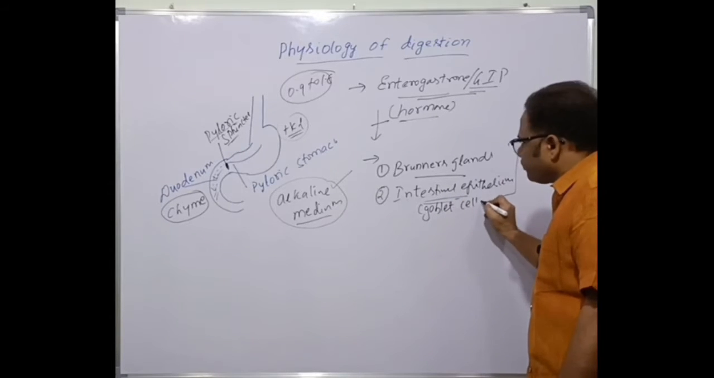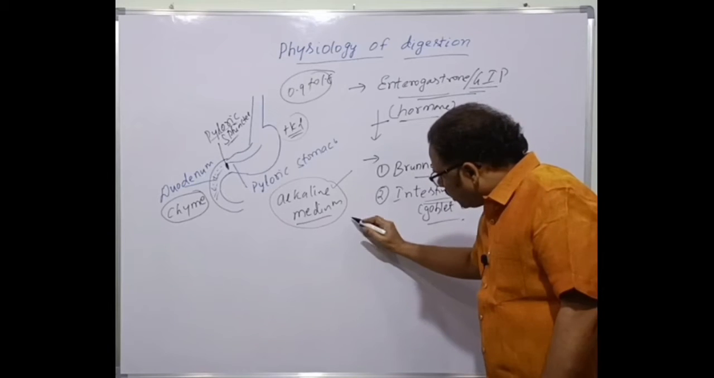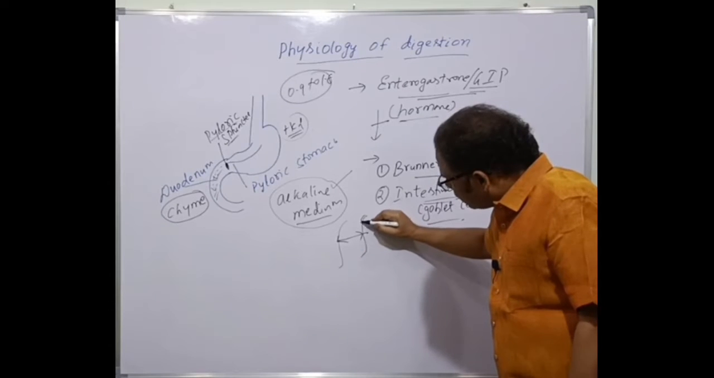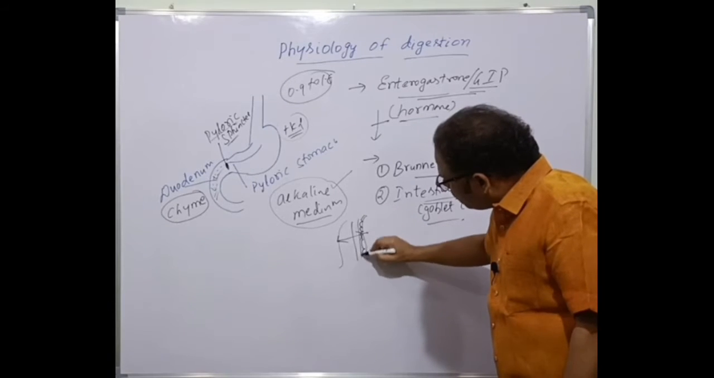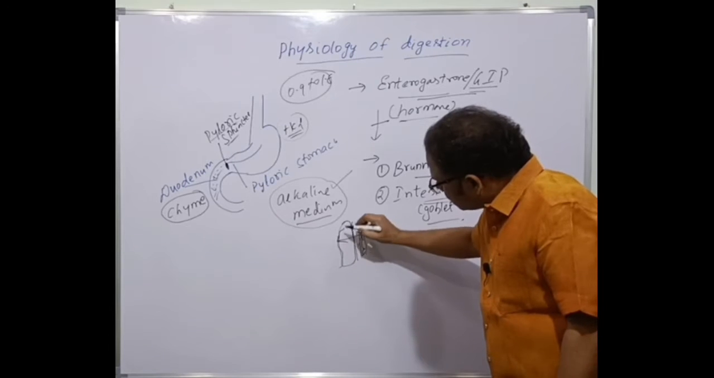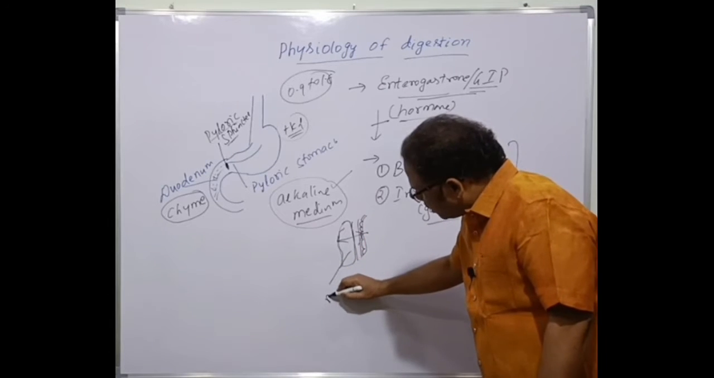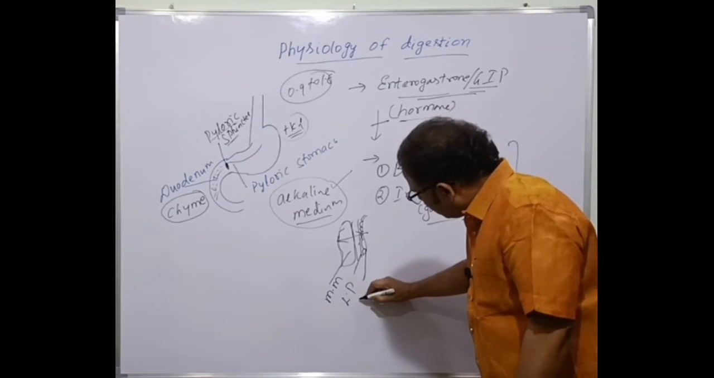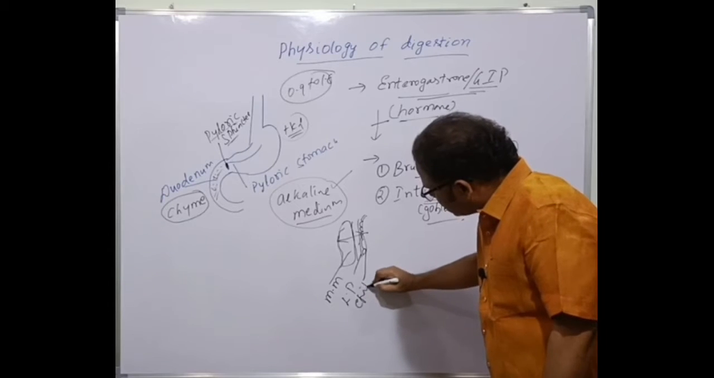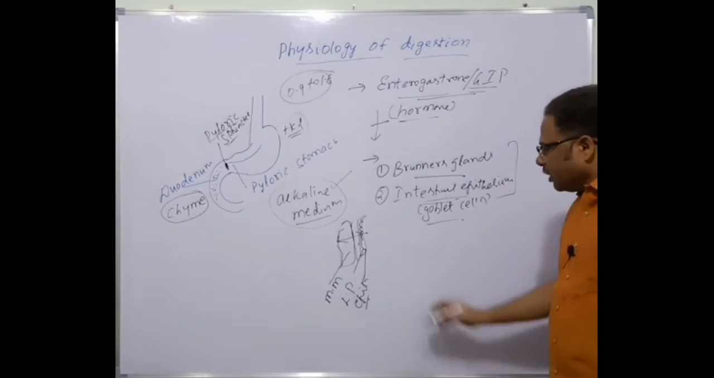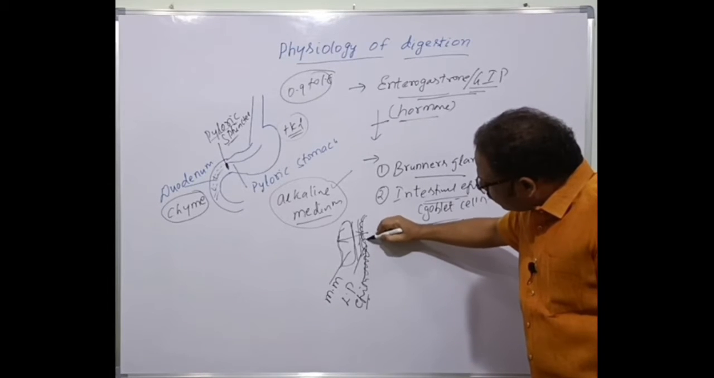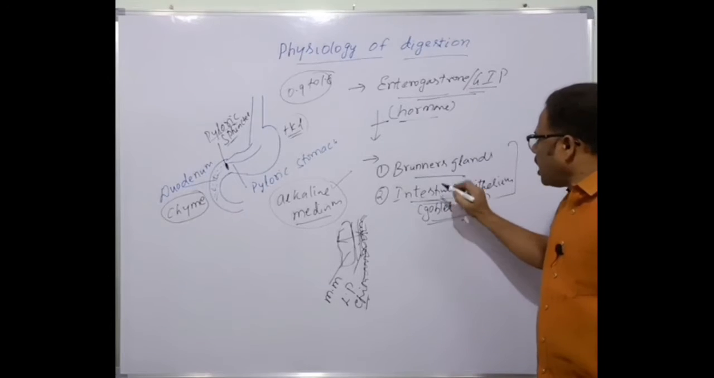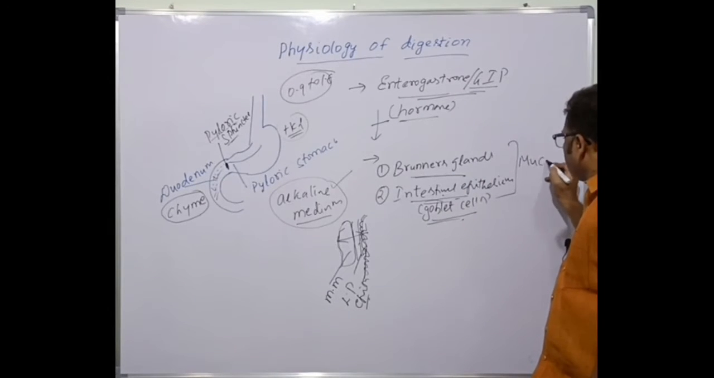I told you that the innermost layer of the intestinal wall is the mucosa. The mucosa consists of the intestinal epithelium, the lamina propria, and the muscularis mucosa. The intestinal epithelium is called the mucosal epithelium. So the mucosal epithelial cells contain the goblet cells. The goblet cells of the intestinal epithelium and the Brunner's glands both release the mucus.